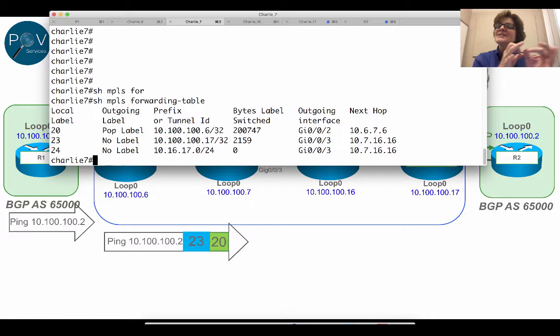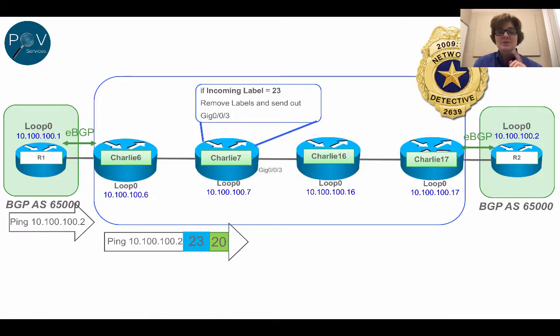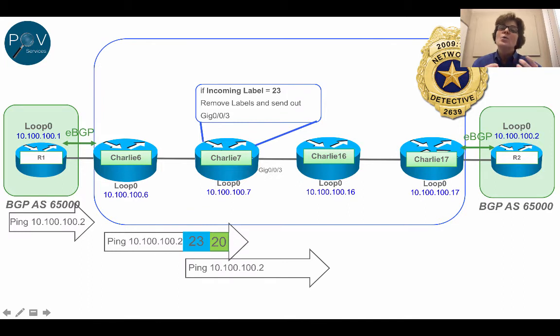But now the instructions that Charlie 7 is getting is, if something comes in with a label of 23, it is supposed to send it out gigabit 0/0/3, which as we see is right here heading towards Charlie 16, but we're supposed to remove the labels. So what we're saying is we're supposed to actually remove the labels and send it out. This is what Charlie 7 is doing. It is removing the labels and it is sending it out.